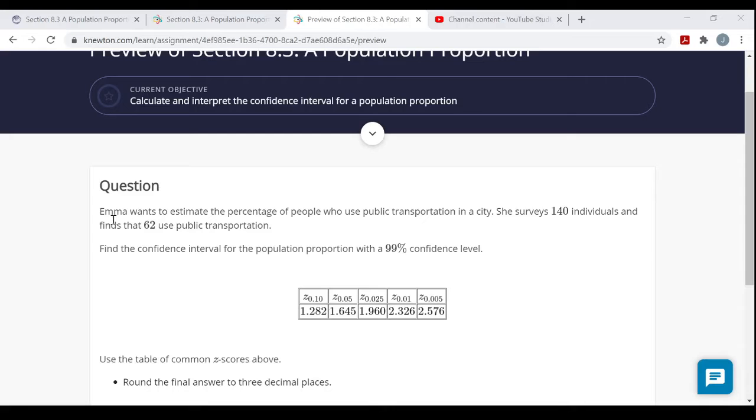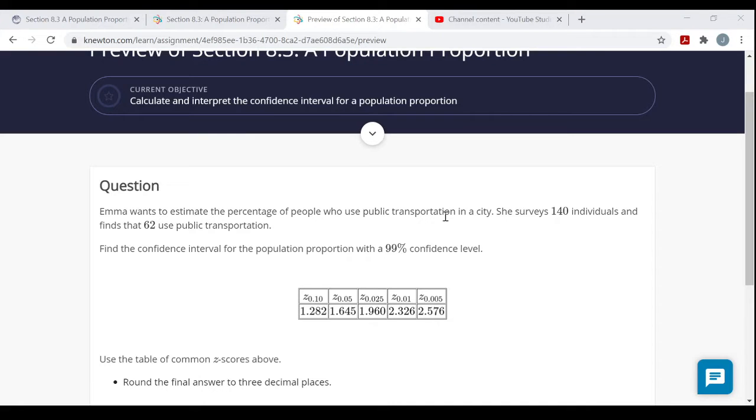Alright, so here, I'll just read through the question and show you how to perform what we need to perform. So Emma wants to estimate the percentage of people who use public transportation in a city. She surveys 140 individuals and finds that 62 of them use public transportation. So we're asked to find the confidence interval for the population proportion with a 99% confidence level.